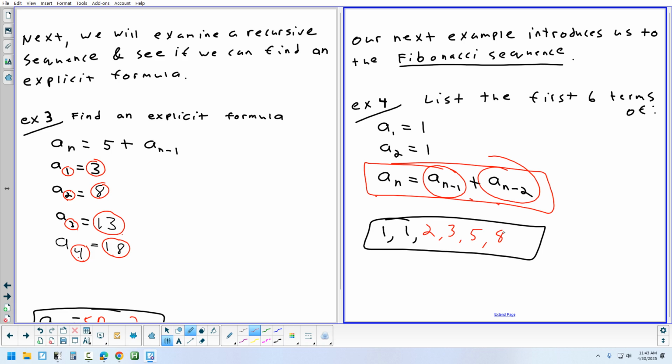1 divided by the square root of 5 times (1 plus the square root of 5) over 2 to the power of n, minus 1 divided by the square root of 5 times (1 minus the square root of 5) over 2 to the power of n. Yeah, it's pretty complex. You don't have that memorized? No, I don't. Yeah, so it's a very advanced one.